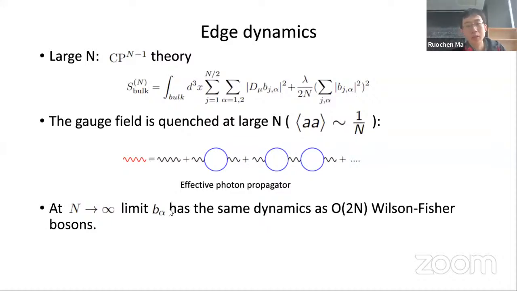And as a result, the B boson has exactly the same dynamics as an O(2) Wilson-Fisher boson. Since here you have n flavors of a complex boson and they are equivalent to 2n flavors of a real boson. So now the dynamics of the boson field is the same as the O(2n) Wilson-Fisher boson.